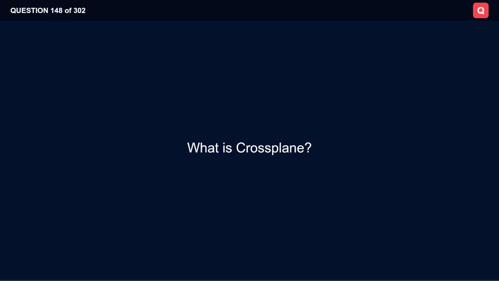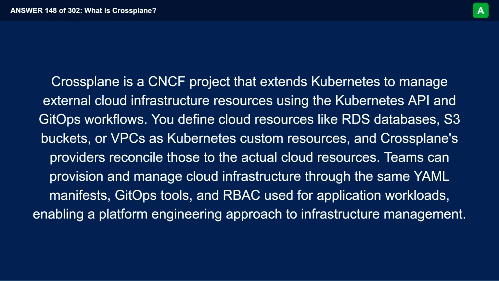What is Crossplane? Crossplane is a CNCF project that extends Kubernetes to manage external cloud infrastructure resources using the Kubernetes API and GitOps workflows. You define cloud resources like RDS databases, S3 buckets, or VPCs as Kubernetes custom resources, and Crossplane's providers reconcile those to the actual cloud resources. Teams can provision and manage cloud infrastructure through the same YAML manifests, GitOps tools, and RBAC used for application workloads, enabling a platform engineering approach to infrastructure management.